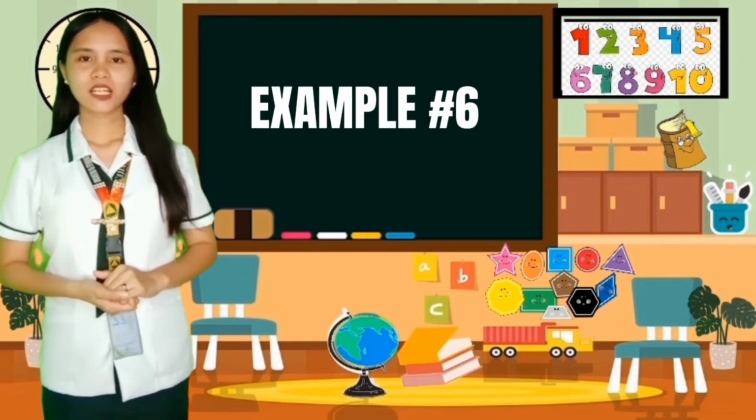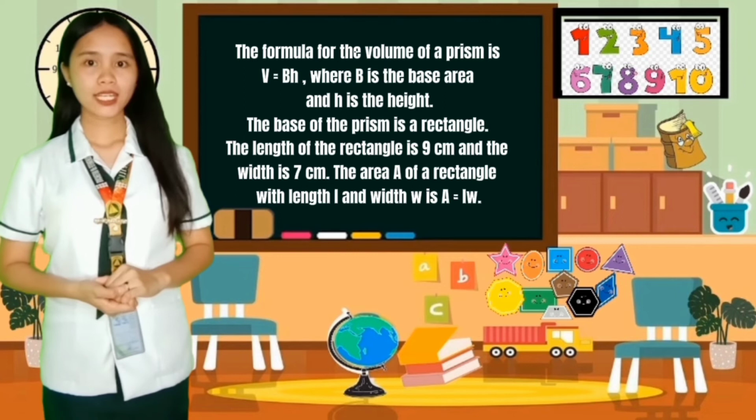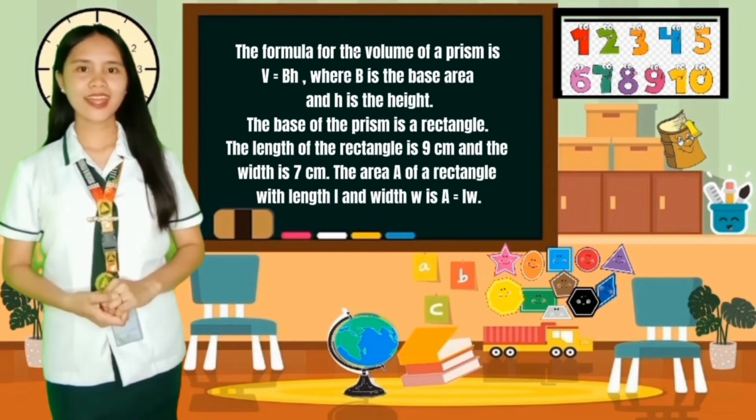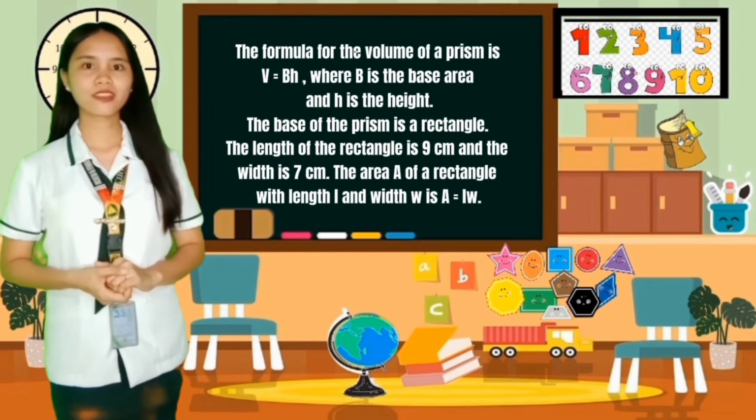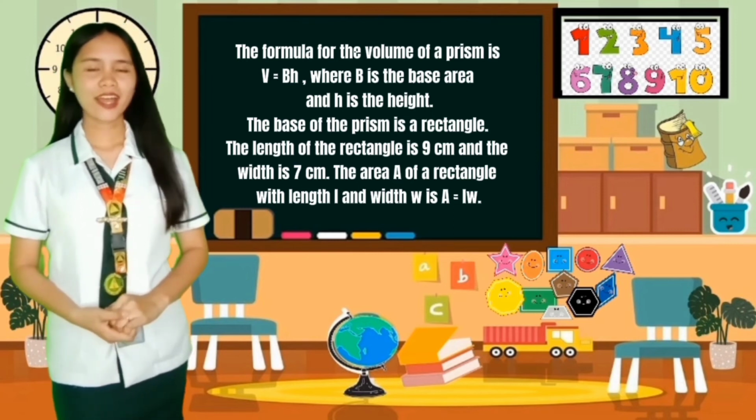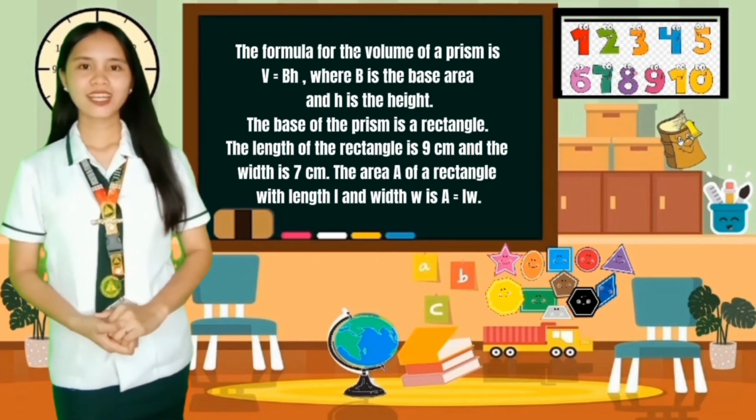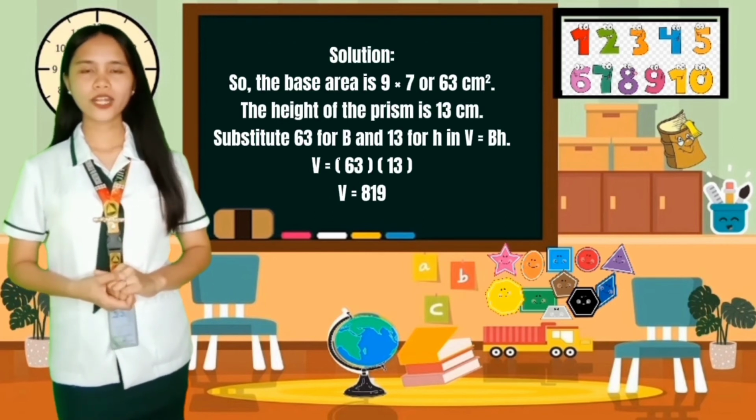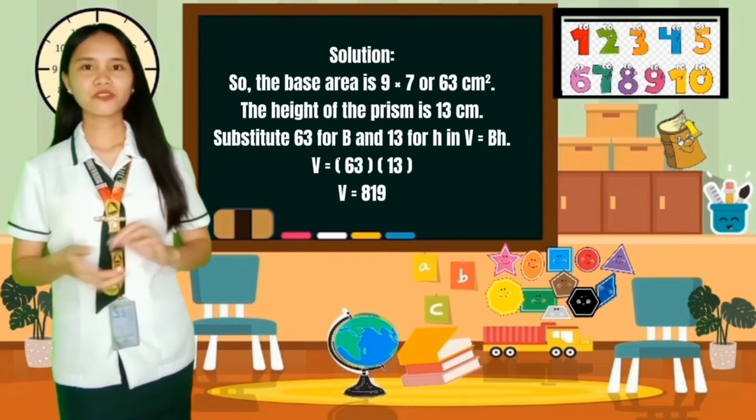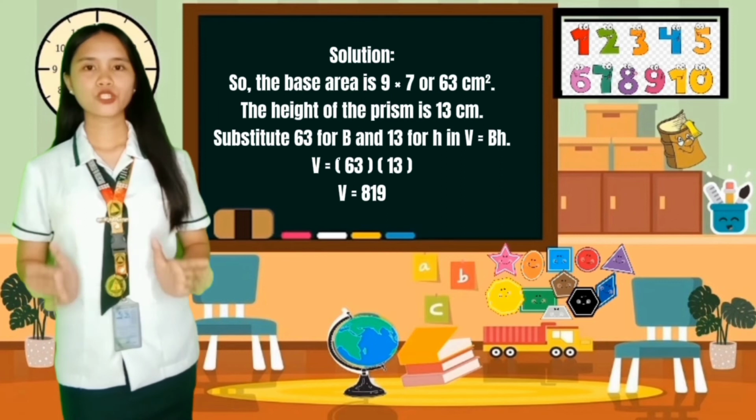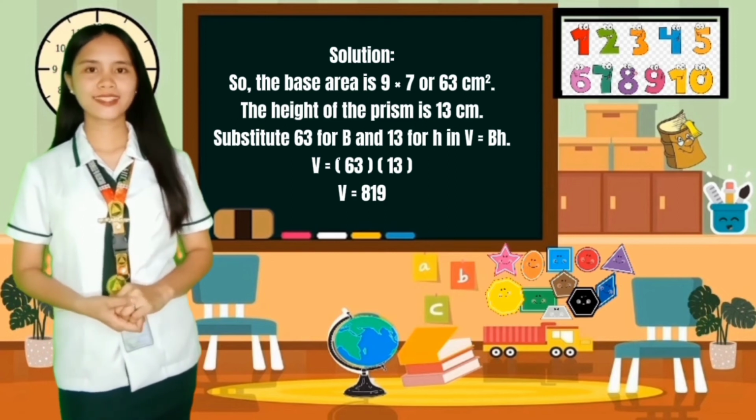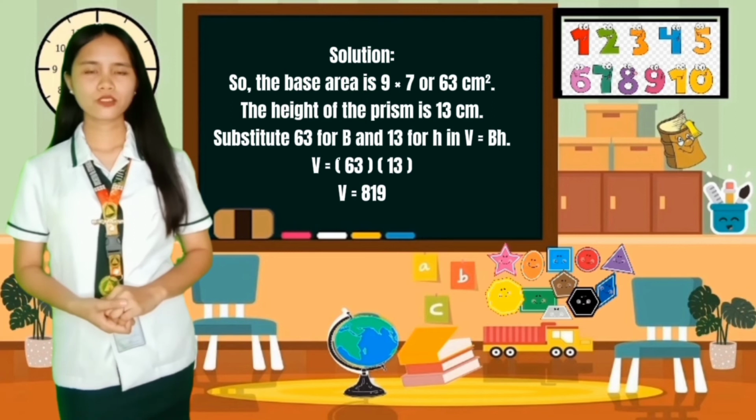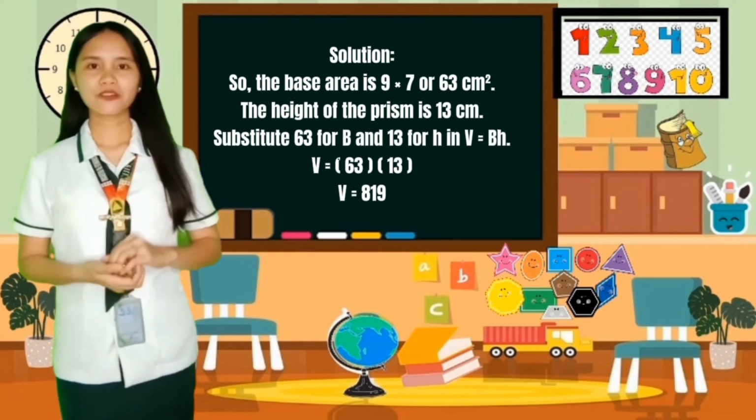For example number 6, the formula for the volume of a prism is V equals BH, where B is the base and H is the height. The base of a prism is a rectangle. The length of the rectangle is 9 cm and the width is 7 cm. The area A of a rectangle with length L and width W is A equals LW. So the base area is 9 times 7 or 63 cm². The height of the prism is 13 cm. Substitute 63 for B and 13 for H in V equals BH. V is equal to 63 multiplied by 13. V is equal to 819.